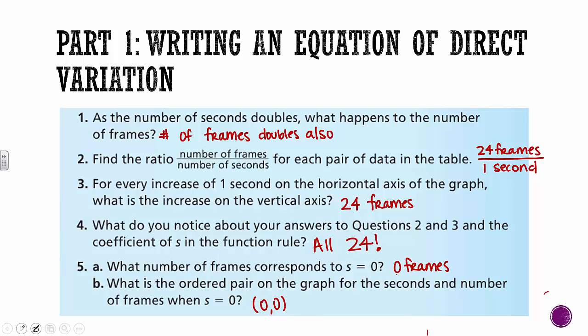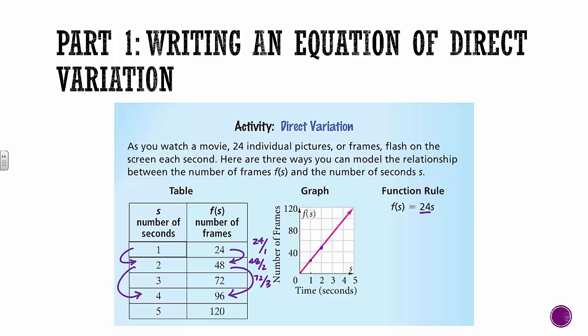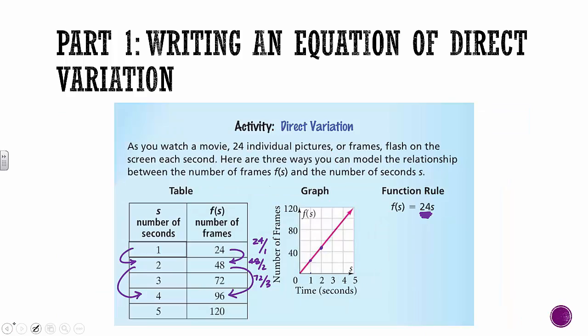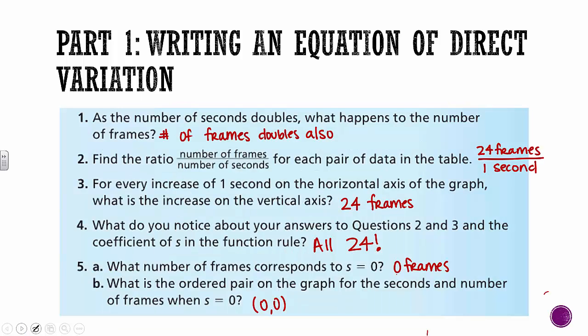So then what do you notice about your answers to question 2 and 3 and the coefficient of s in the function rule? So this is 24 right here. Well, hopefully you notice they're all 24. And then what number of frames corresponds when time equals 0, or the number of seconds is 0? If you go back right here, we can see the number of frames would also have to be 0. So then your ordered pair is 0, 0.